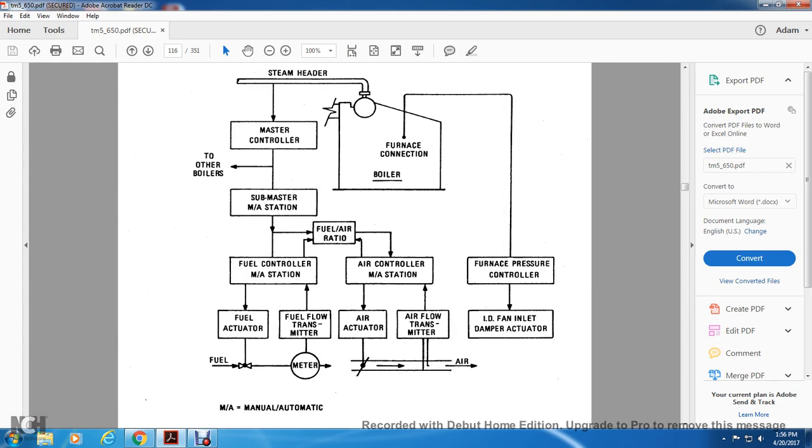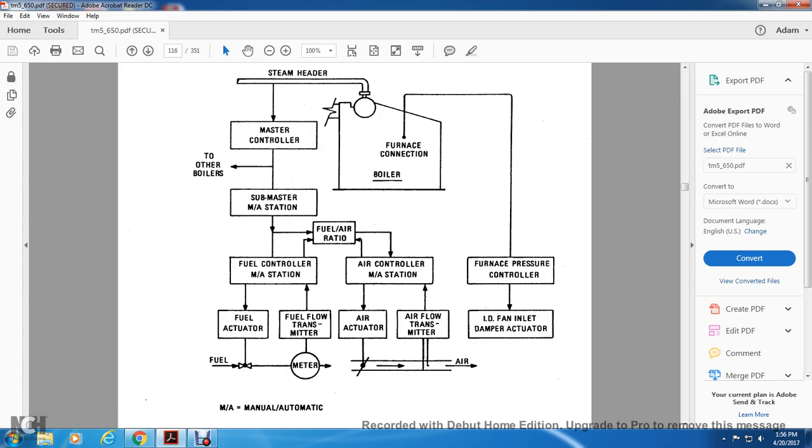MA stands for manual automatic. Steam header from the boiler furnace connection, furnace connection board, the boiler furnace pressure controller, ID fan inlet damper actuator, and then it also goes from the furnace connection boiler steam header master control to other boilers submaster manual automatic to fuel air ratio.